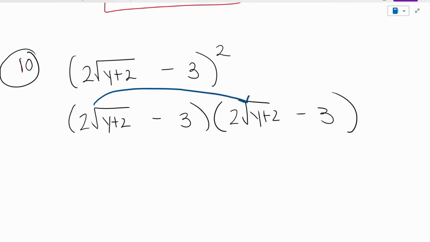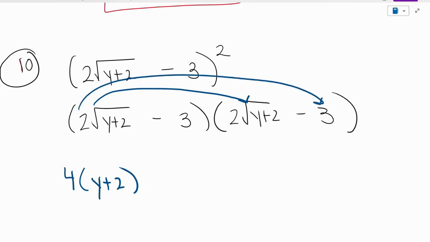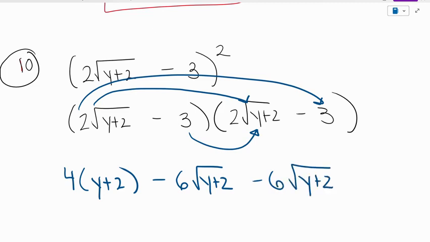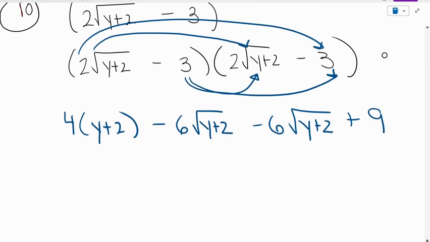So now we multiply. 2 root y plus 2 times 2 root y plus 2. We're going to multiply the outside numbers, that's 4. What's root y plus 2 times another root y plus 2? Good, the whole quantity of y plus 2. Do I need parentheses? Yes, I can't tell you how many of you were not putting parentheses when you needed to on that first page of the quiz. All right, then we're going to have 2 root y plus 2 times a negative 3 is a negative 6 root y plus 2. Now we have negative 3 times 2 root y plus 2 is a negative 6 root y plus 2. And then negative 3 times a negative 3 is a positive 9.